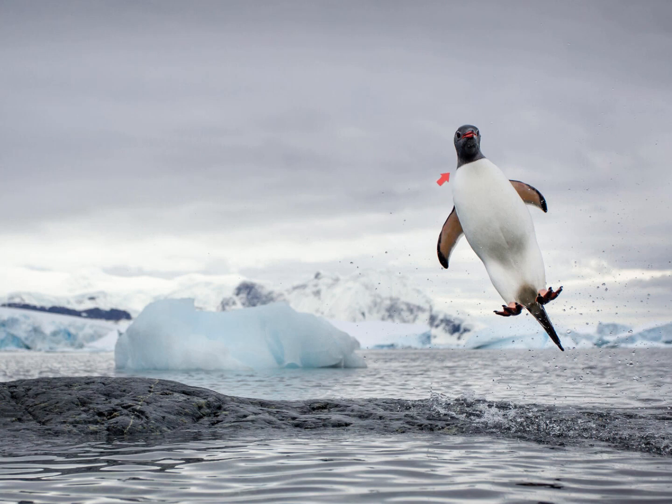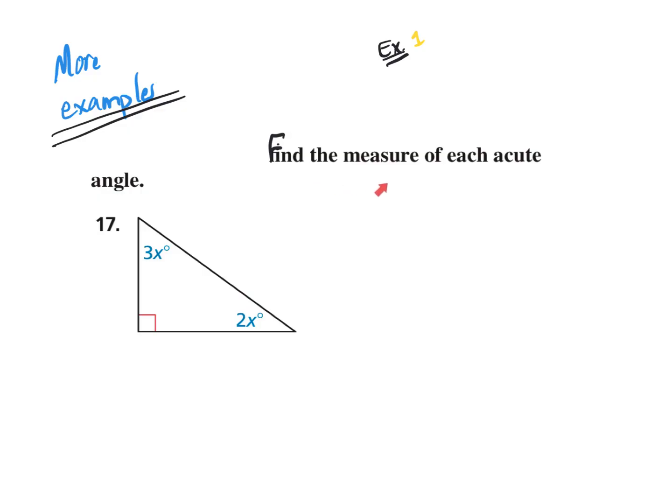Hey, so the penguin's saying, in addition to the examples we did in class, here's a few more for you. Let's find the measure of each acute angle in this picture. That's a 90-degree angle, so it's not acute, but these angles will both be acute.